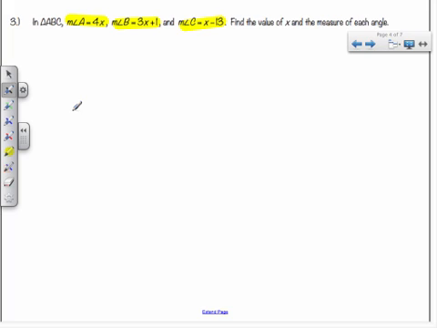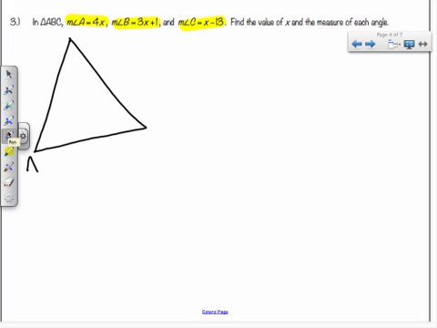So what I'm going to do is I'm going to draw a picture of it just like I did before, and I'm going to show what it looks like. So I know that I have angle A right here, and then I also have angle B and angle C. Alright, now I know that the measure of angle A is 4x, so I'm going to label this inside of here as 4x. I know that angle B is 3x plus 1, and I know that C is x minus 13.